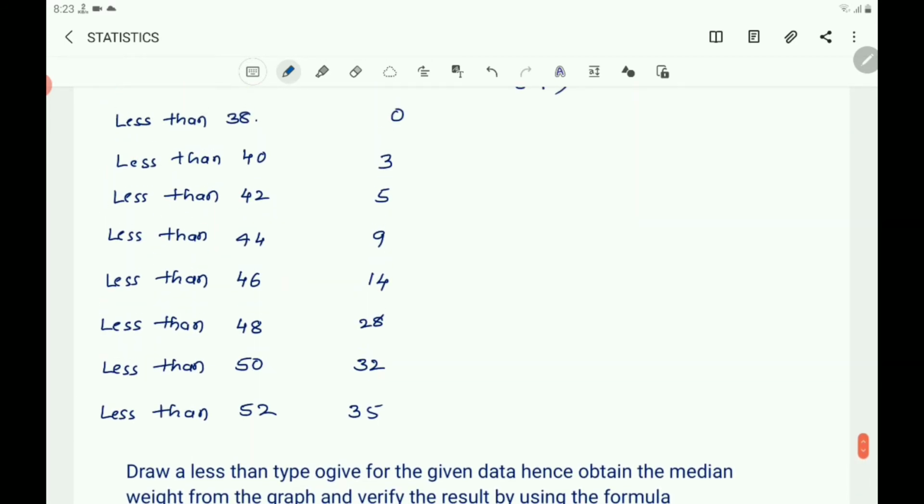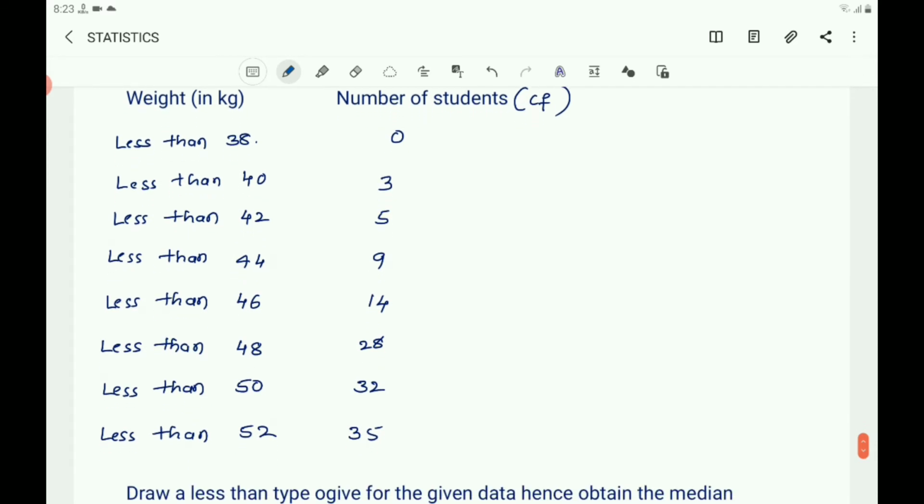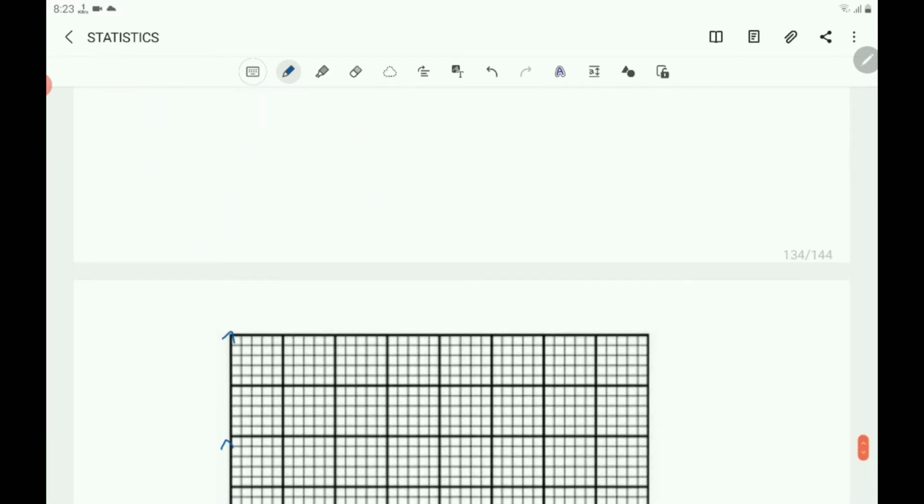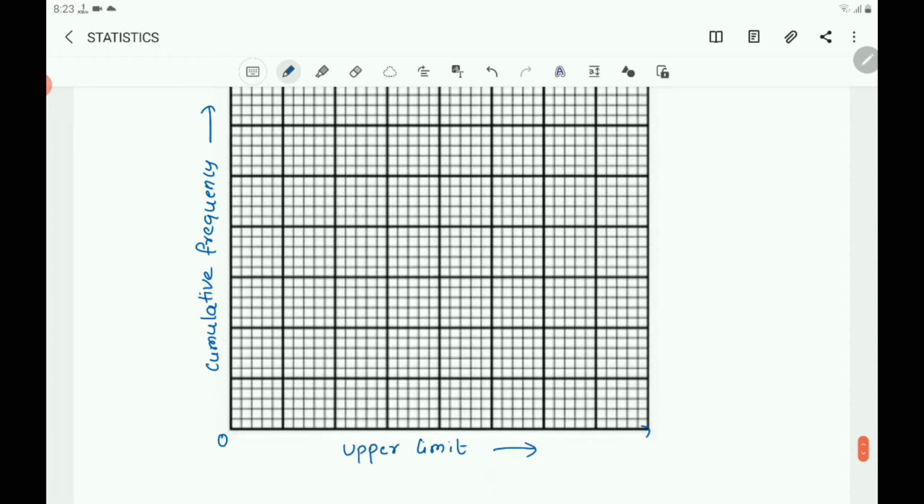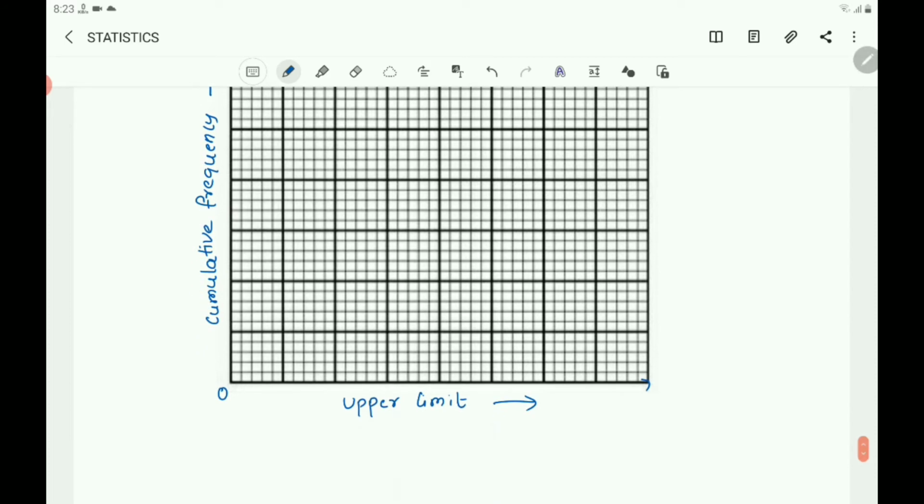Now see the maximum here. 38, 42, two difference are there. And how many classes are there here? 8 are there. So you take 1 centimeter for 1 class here. You start from 38 because it is less than 38, and here there is a compression. 38, 40, 42, 44, 46, 48, 50, 52, that completes here.